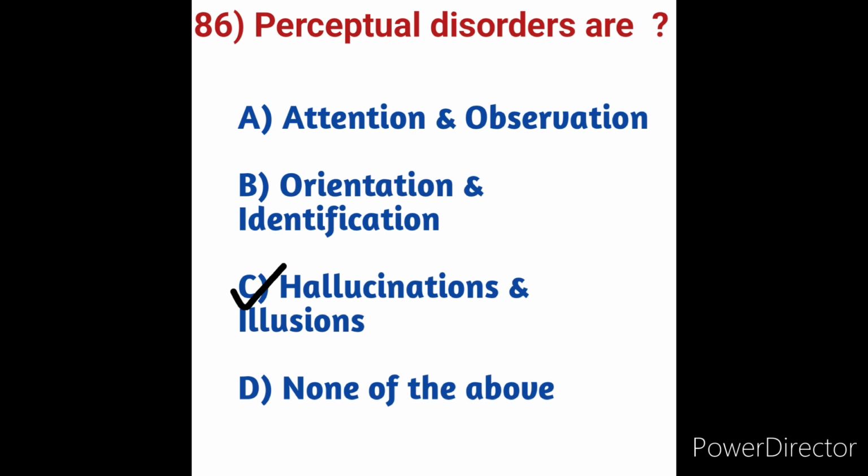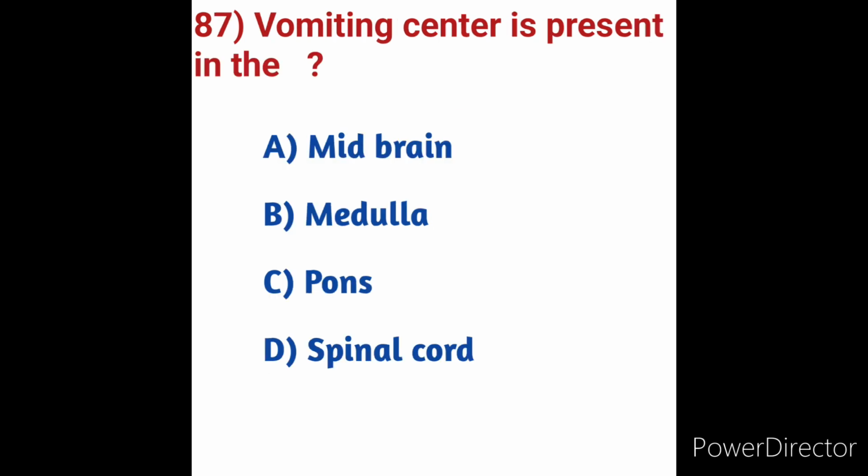Next we will move on to question number 87. The vomiting center is present in which of the following body parts? We will see here the options. Option A, midbrain. Option B, medulla. Option C, pons. Option D, spinal cord.